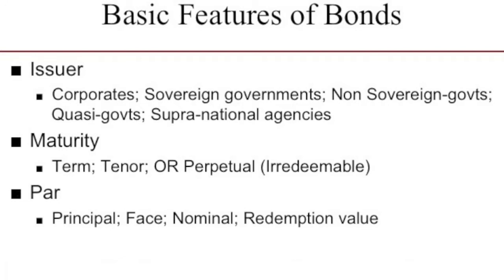A good example here is the 3.5% war loan, which was issued by the UK government originally in 1917 to finance the First World War. It has no set date on it, hence it's irredeemable. It's expected to carry on in perpetuity, forever. The par value is also known as the nominal value, the face value, and might also be described as the redemption value of the bond.